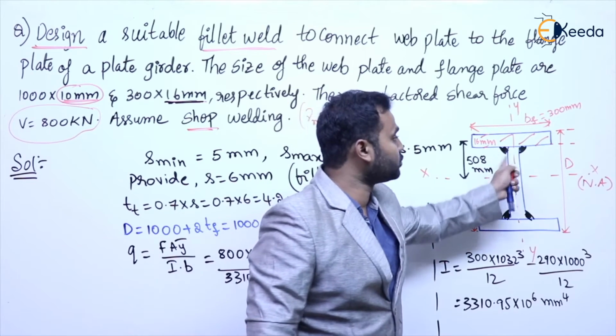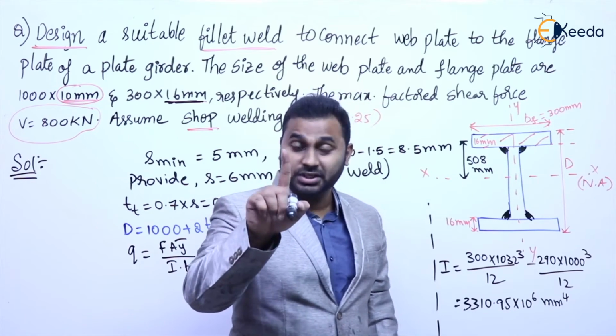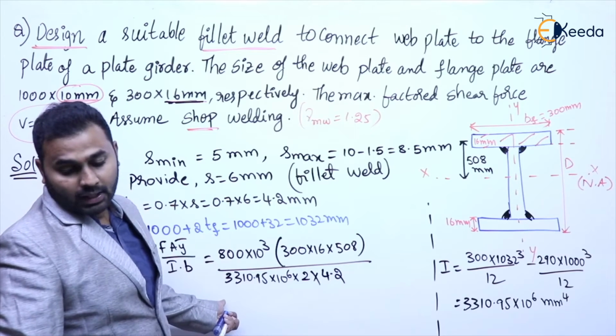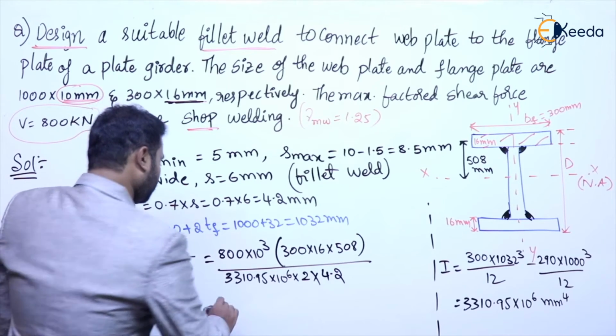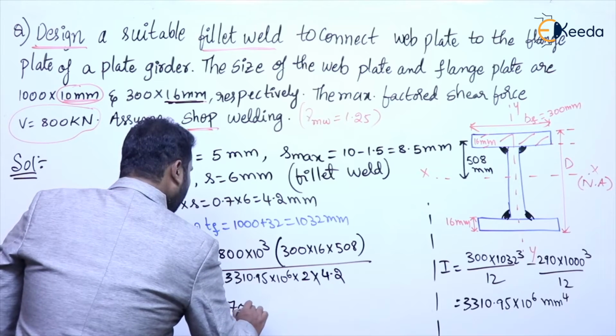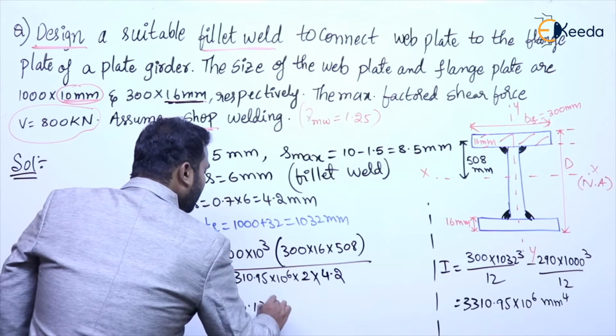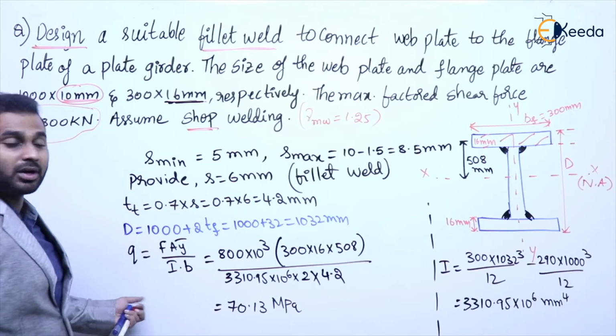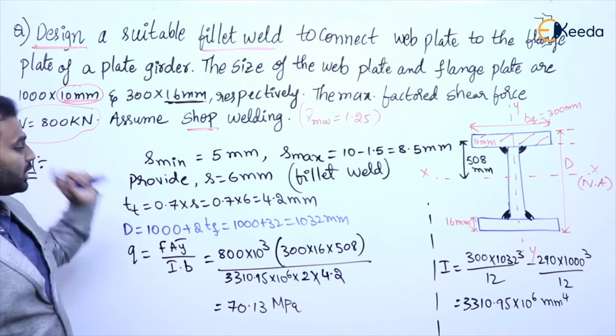Shear stress in these two welds because of that shear force 800 kilonewton. Upon simplifying, we'll get this as 70.13 MPa, or Newton per mm square. This is the shear stress in the fillet weld because of that shear force 800 kilonewton. Is that okay?